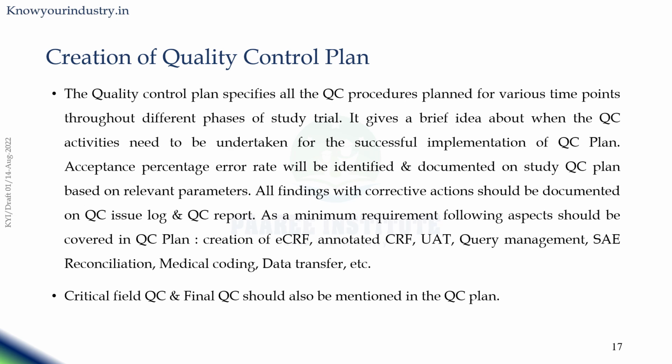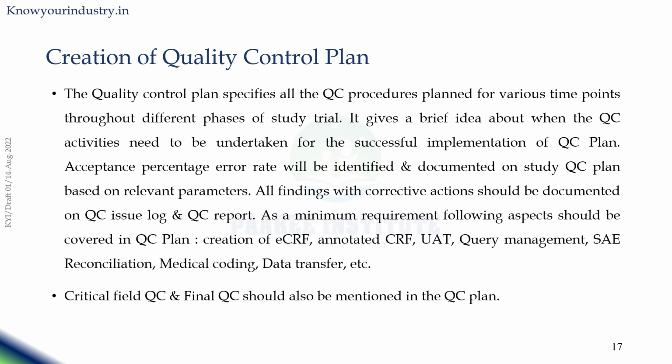So acceptance percentage and error rate also need to be identified and documented in the study-specific QC plan, based on the relevant parameters. All findings with corrective action should be documented in specific logs and forms, which include a QC issue log and a QC report. Whenever a QC activity is performed, a QC report needs to be generated along with any issues identified. The QC issue log also needs to be attached to the same document.